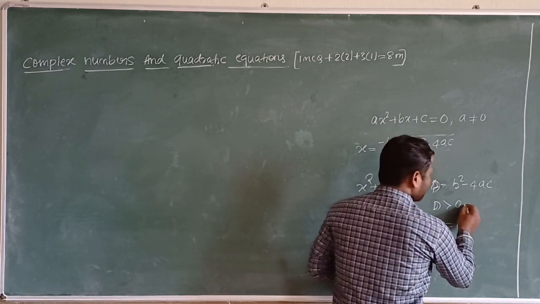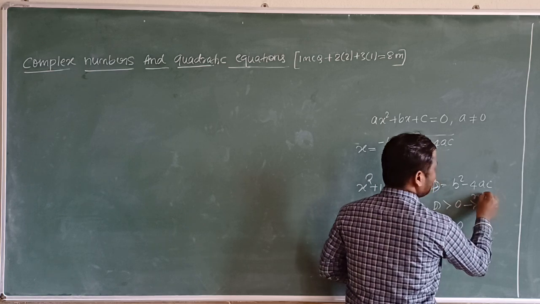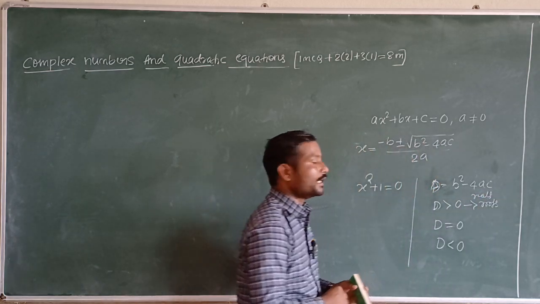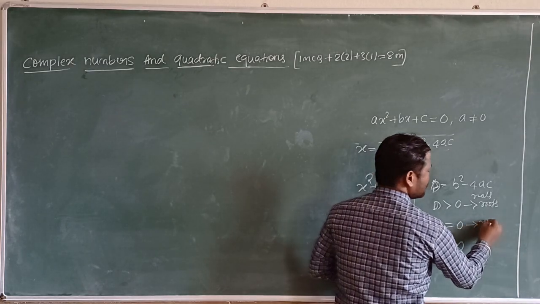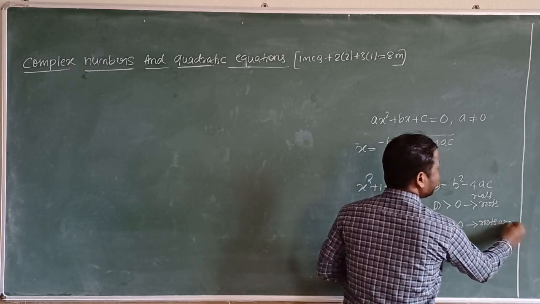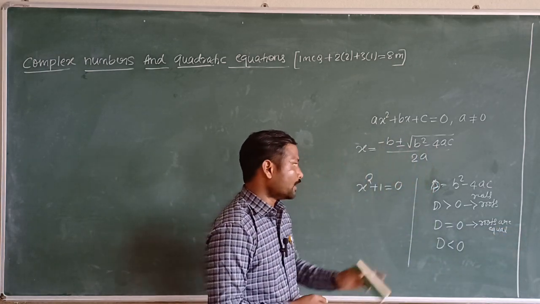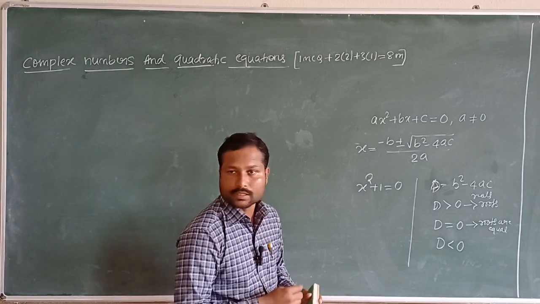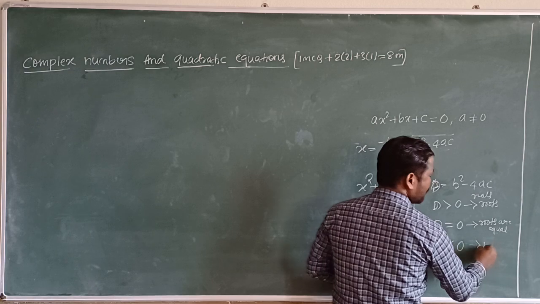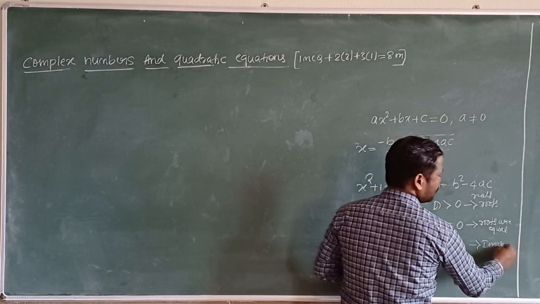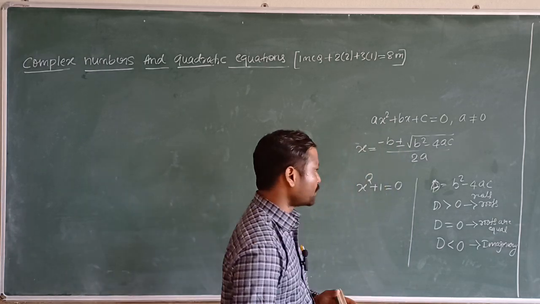When d is greater than 0, the roots are real roots. If d is exactly 0, meaning the roots are equal. Suppose the b square minus 4ac value is less than 0, meaning it is negative, then the roots are imaginary, the roots are imaginary, right? At school level we used to stop there.